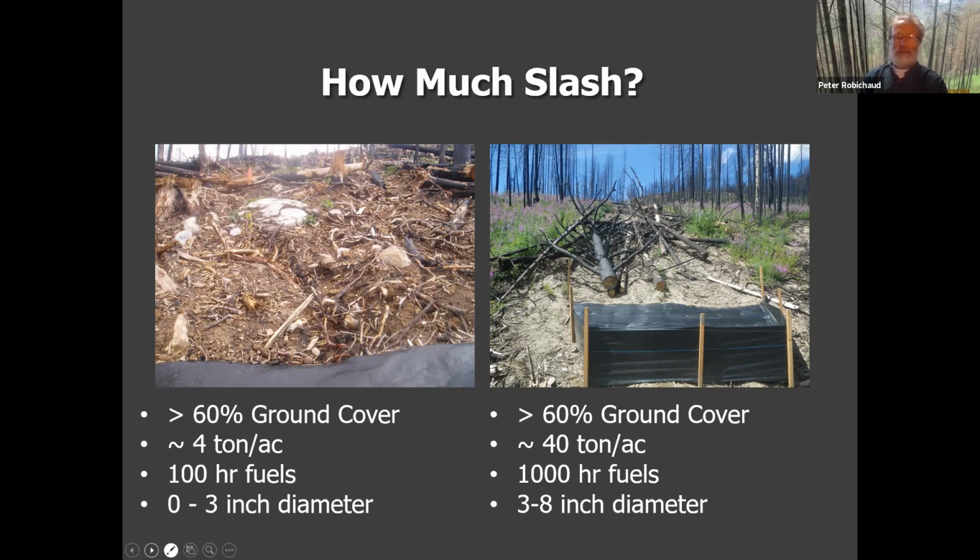So for those 1,000-hour fuels, I need more of that by weight to be able to get the same cover amount. Makes sense because it's dense, right? You got a treetop, it's not spread out. So this gives you some guidance as to how much material you need to add to provide 60% ground cover, which is the amount of ground cover that we recommend to really start reducing the amount of sediment that you get.